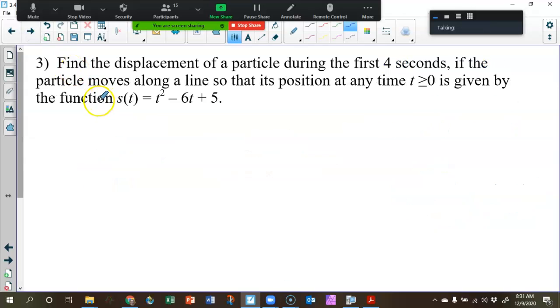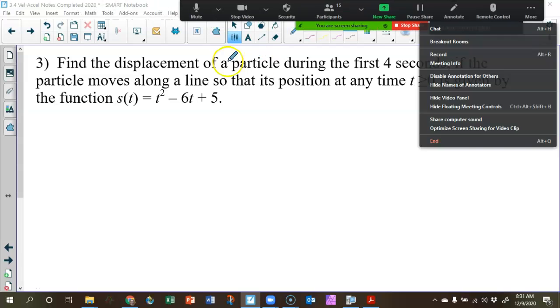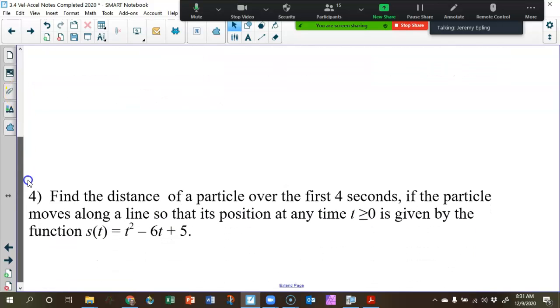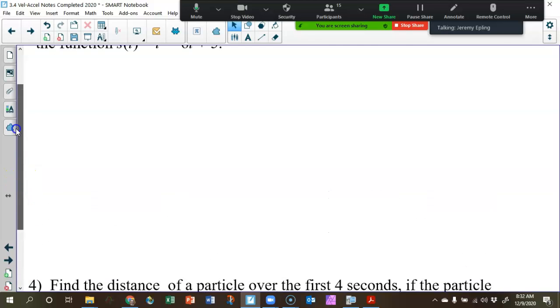Okay. Then I would like to give you about 6 minutes to try numbers 3 and 4. In number 3, you're going to find the displacement of the particle during the first 4 seconds. If the particle is moving along a line so that its position for any time t greater than or equal to 0 is given by our position function, t squared minus 6t plus 5. And then in number 4, instead of finding the displacement over the first 4 seconds, you're going to try to find the distance over the first 4 seconds.